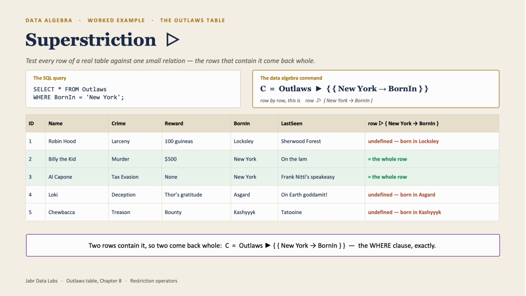So the operator walks the table asking one question of each row. Does this row contain it? Robin Hood was born in Loxley, so no, undefined. Billy the Kid, New York, yes. And the operator hands back the entire row, all 6 couplets, untouched. Al Capone, the same. Loki and Chewbacca fail. 2 rows come back whole. That is precisely what a where clause does.